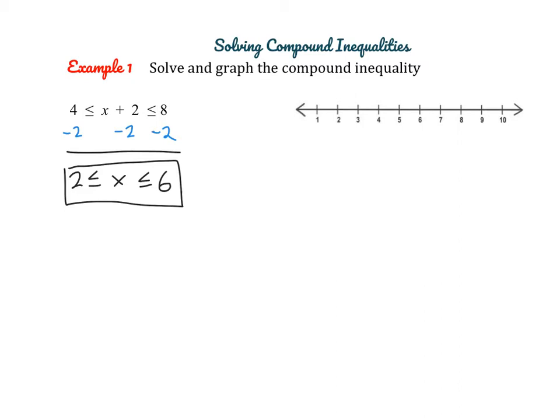We can graph this. 2 is our lower boundary, and it's included. 6 is our upper boundary, which is also included, and then it's everything in between.